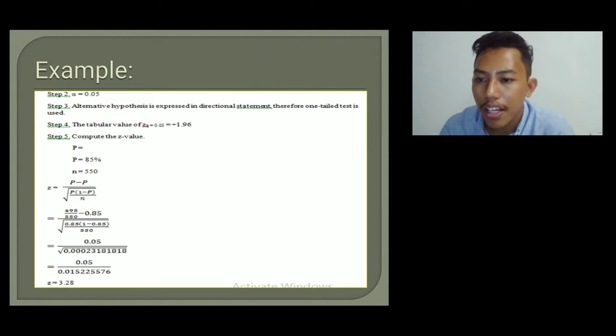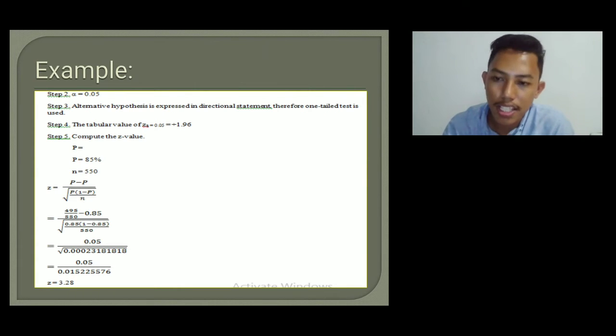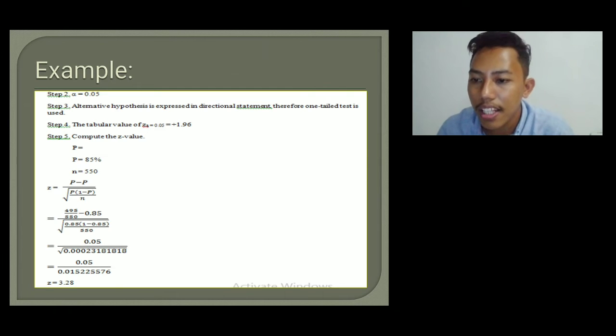So what is our P here? P is 495 over 550 minus 0.85 over the square root of 0.85 times 1 minus 0.85 over 550. It is equal to 0.05 over the square root of 0.00023181818. It is equal to 0.05 over 0.015225576. Our z value is 3.28.